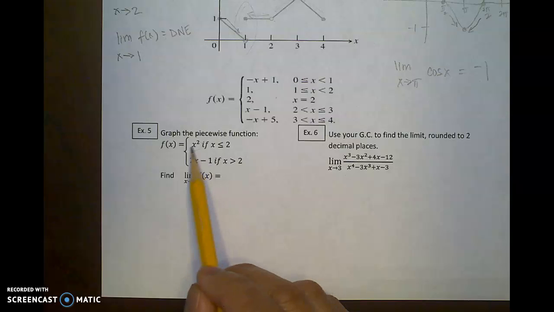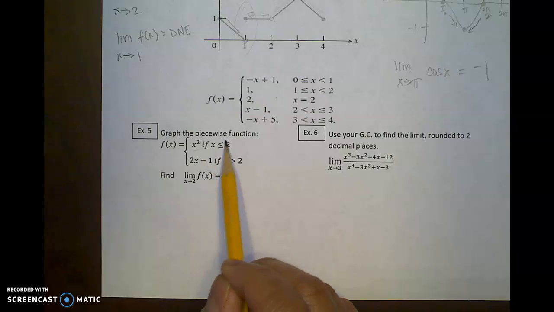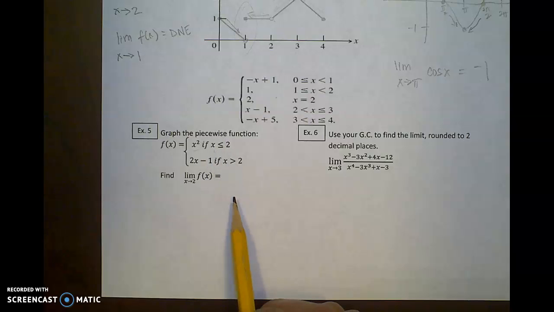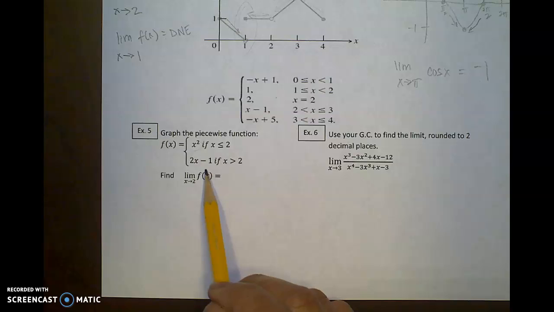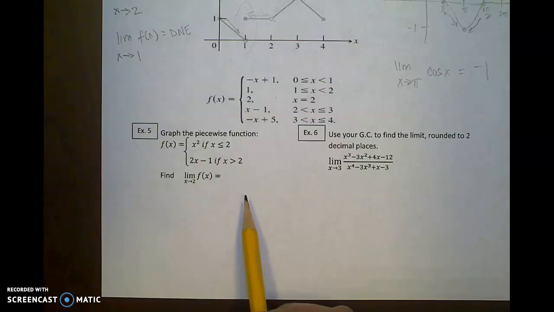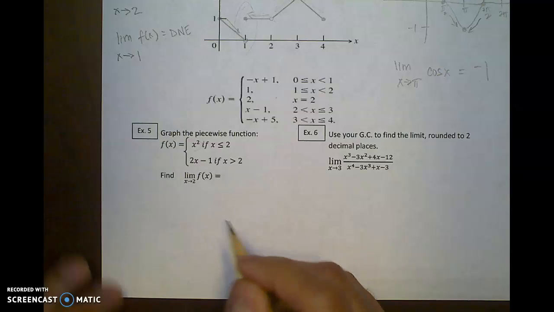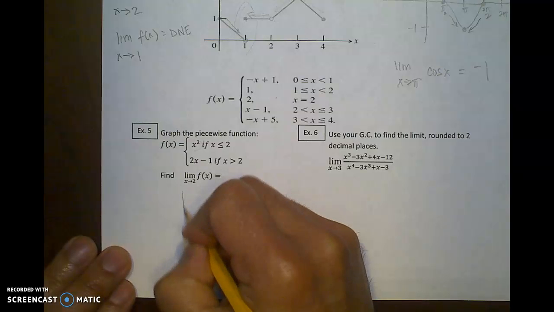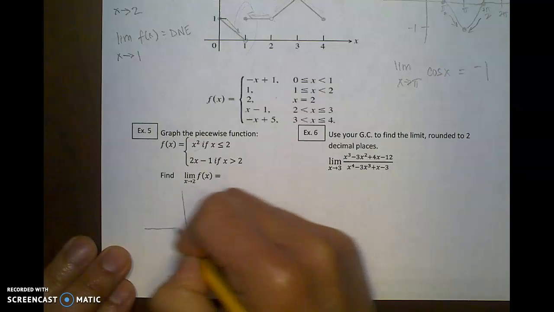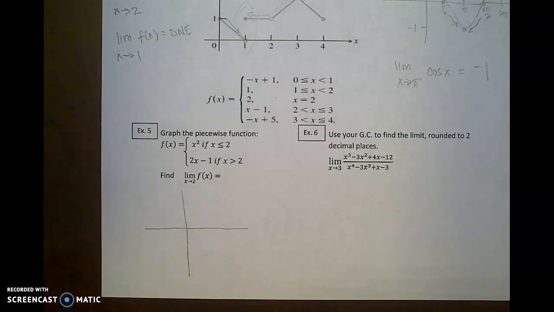Okay, so the parabola part, the quadratic part of this function exists when x values are less than or equal to 2. The linear part of this piecewise function exists when x is greater than 2. Okay, so I'll give you a moment here to go ahead and graph those two on a graph grid, and then we're going to try to find the limit of this function based off of the graph.